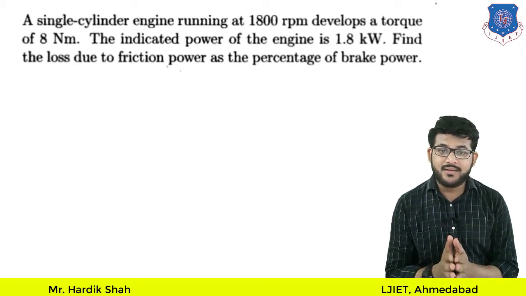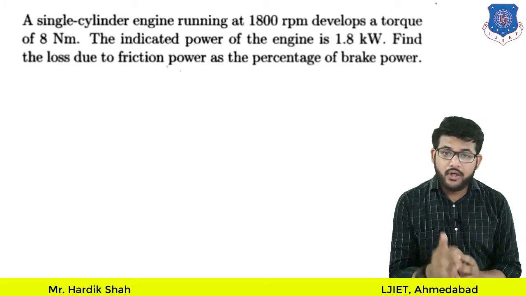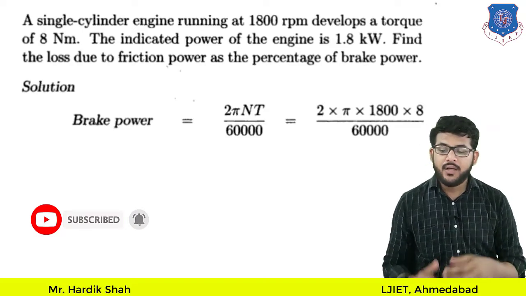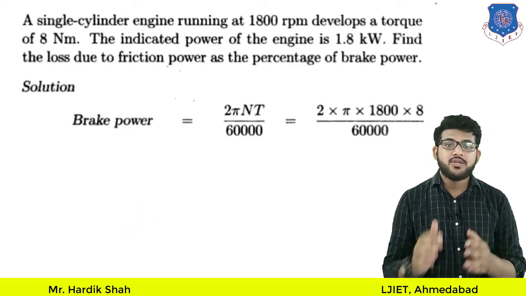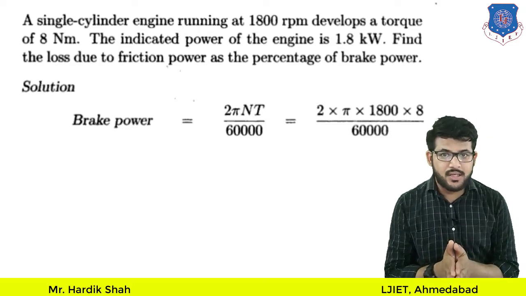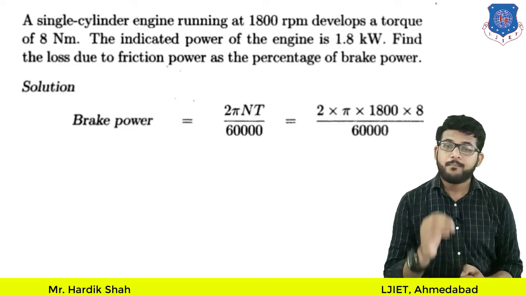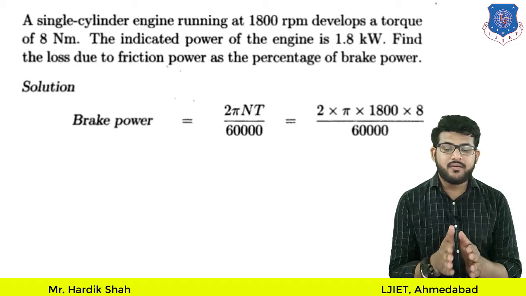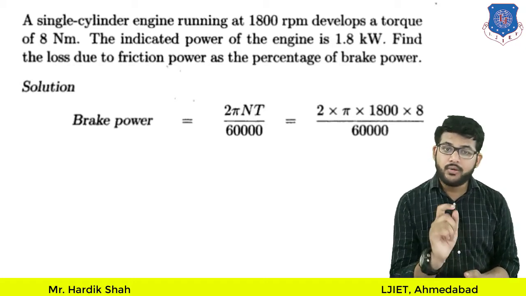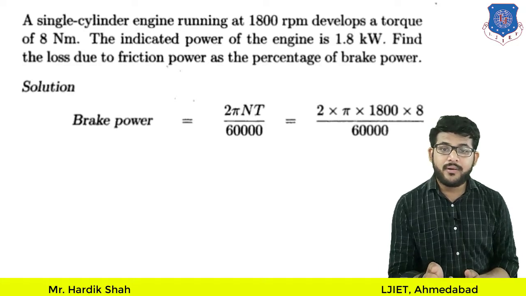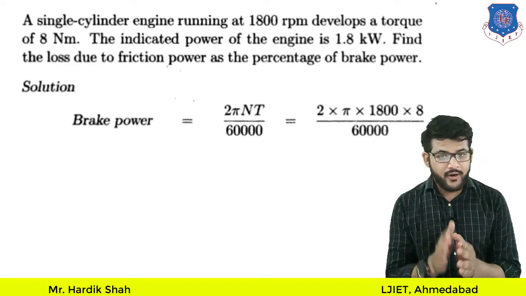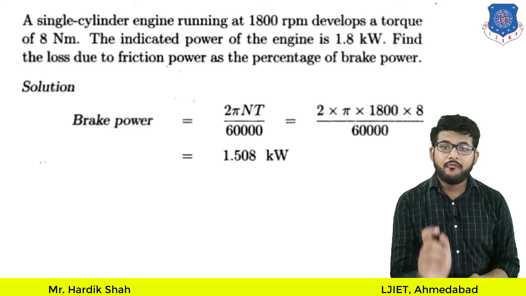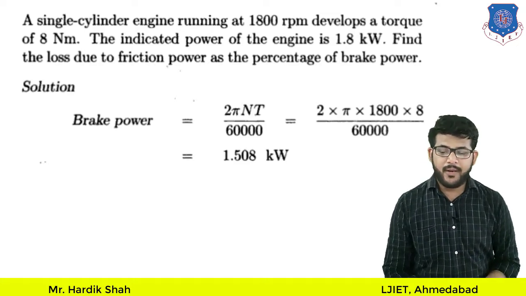Just remember this trick: if you are given torque, you need to find brake power, and the formula of the brake power is 2 pi NT by 60 into 1000 if it is in kilowatt. So let's first find brake power, that is 2 pi NT upon 60 into 1000 in kilowatt. We are given N is 1800, torque is 8 in Newton meter, so keep it that. If it is not given in Newton meter, you need to convert. From this brake power formula, the answer will be 1.508 kilowatt. So this is our brake power, fine.